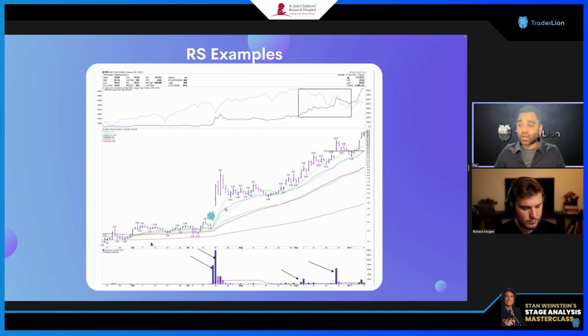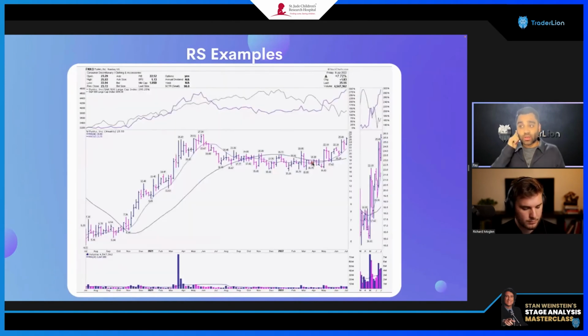Did I catch the entire move from 5 to 20? No, I did not. But did I catch part of the move? That's really the only goal that we have in the market. So the next example that I wanted to cover, a recent one, is FNKO.